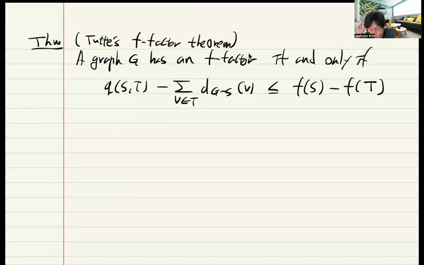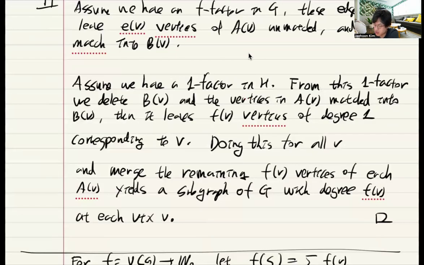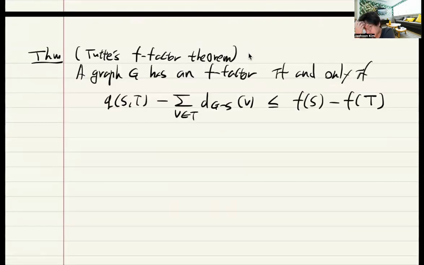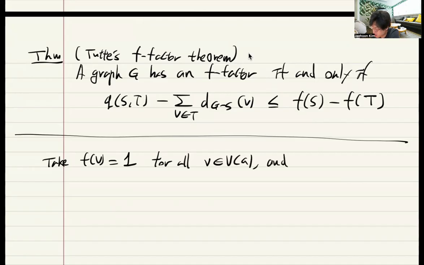So, yeah, we will not prove this theorem, but basically its proof uses the above construction and then some technical analysis. For one, if you just take f to be 1 for all v and say T equal to the empty set, then this condition is actually equivalent to Tutte's 1-factor theorem.